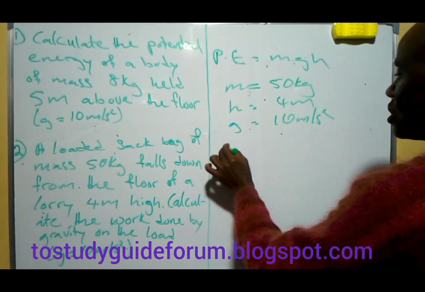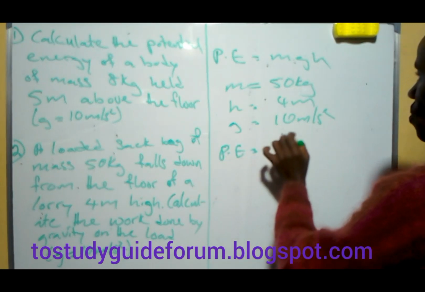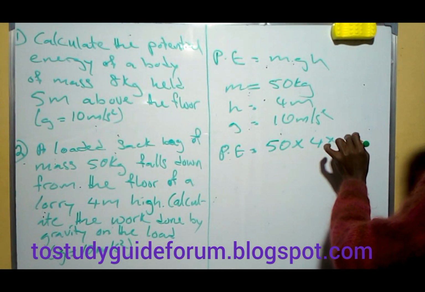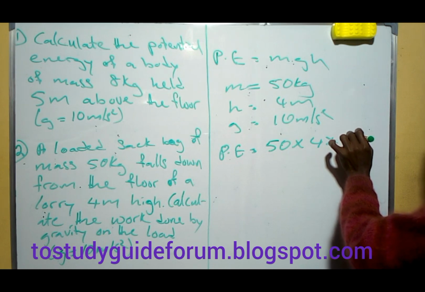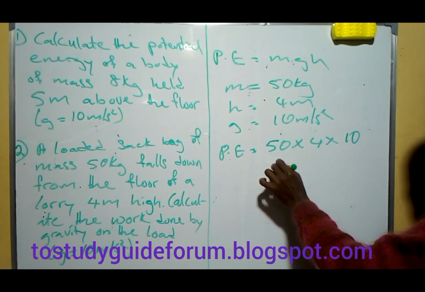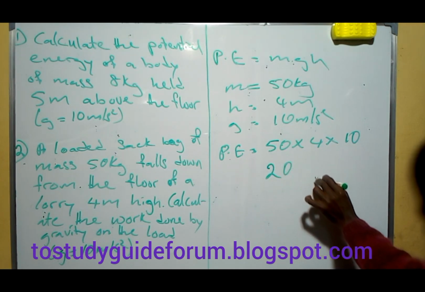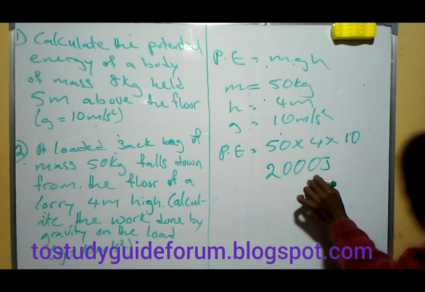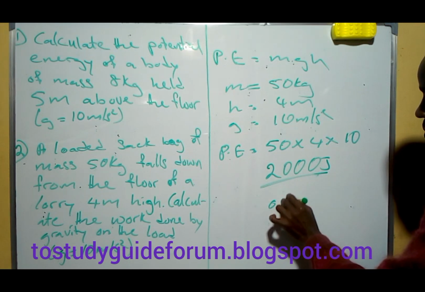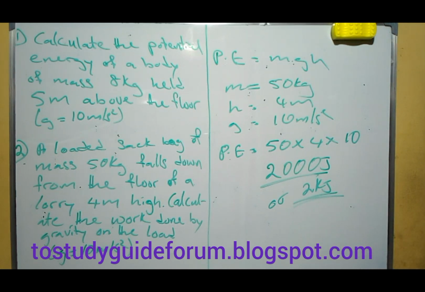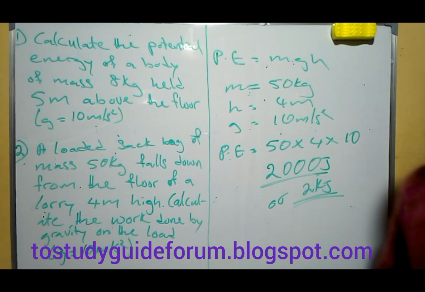Now our potential energy will be equal to 50 times 4 times 10. That will give us 2 kilojoules, that is 2000 joules or 2 kilojoules. So just hold it on there.